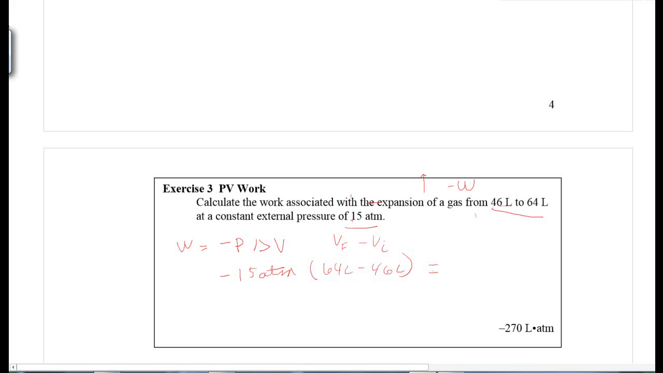If I calculate this, and it looks like I want 2 sig figs, the answer will be negative 270, and my units are going to be liters atmospheres. Now, you look at that and say, well, that was really easy, but I will tell you, many students will get the sign wrong. You got to be clear on the sign.